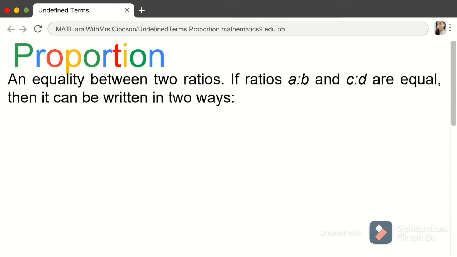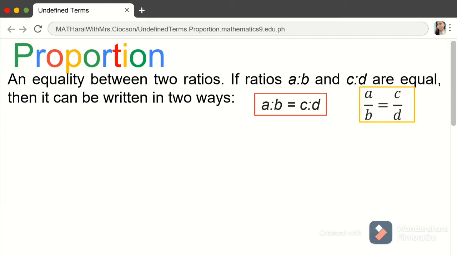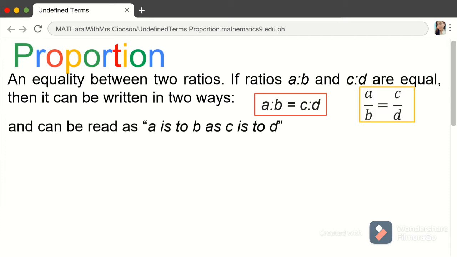Proportion. An equality between two ratios. If ratios A is to B and C is to D are equal, then it can be written in two ways. A is to B is equal to C is to D, A over B is equal to C over D, and can be read as A is to B as C is to D.